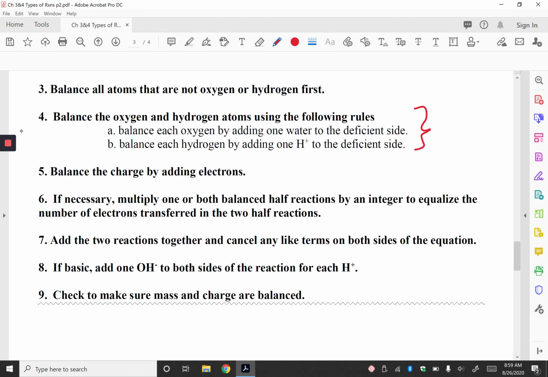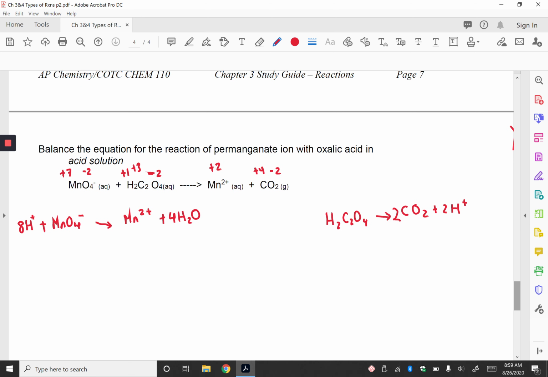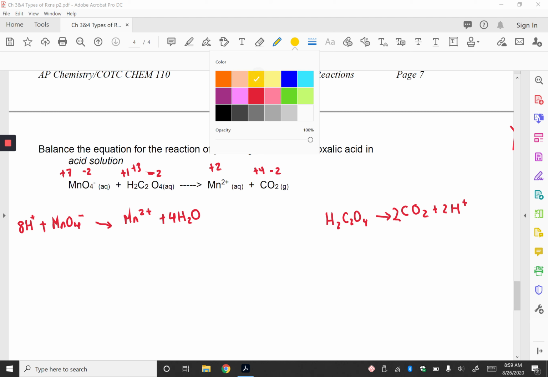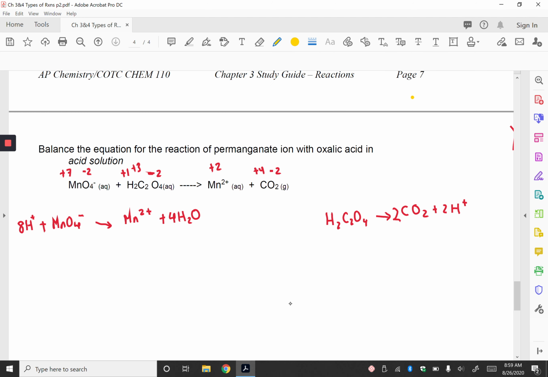Step 5, balance the charge by adding electrons. So how do we do that? What I like to do is check what the charges are on all the sides. So here I have a +8, right? +1 times 8 is +8. Here I have a -1. So my total on this side is +7. Here I have a +2. Water's neutral, so my total is +2.